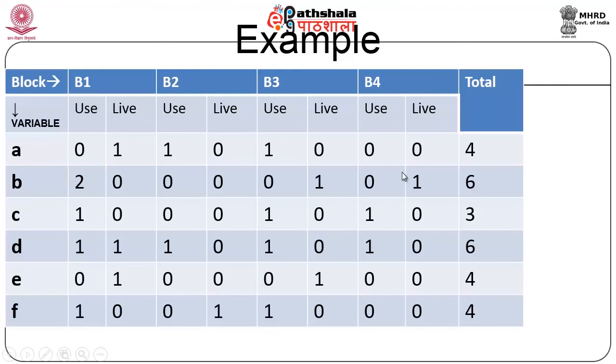In this example, the variables B and D have got more use and live information. So, therefore, they can be assigned a unique register of their own. Okay. This is one case of register assigning, deciding which variable should basically get a register.